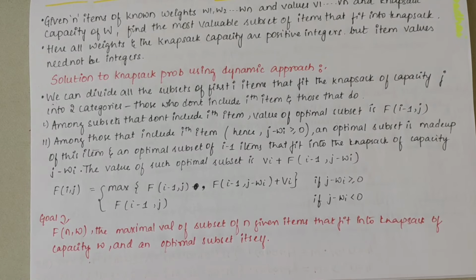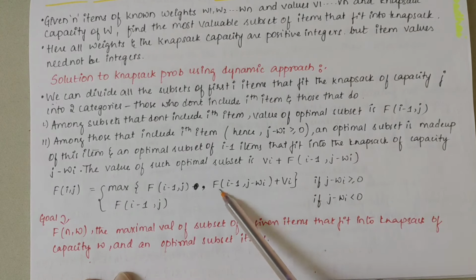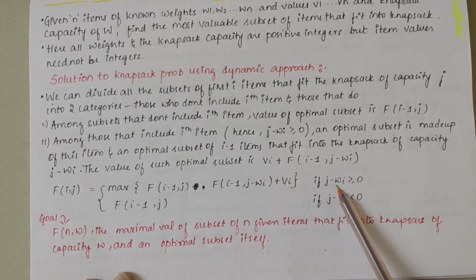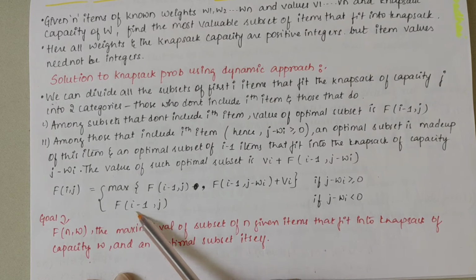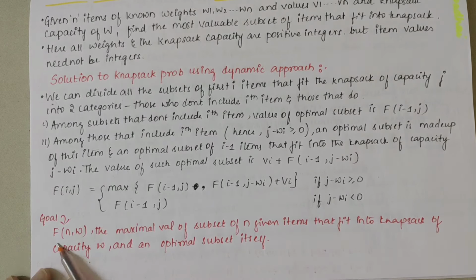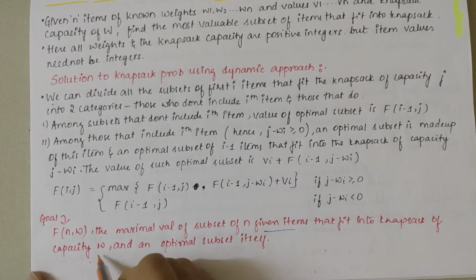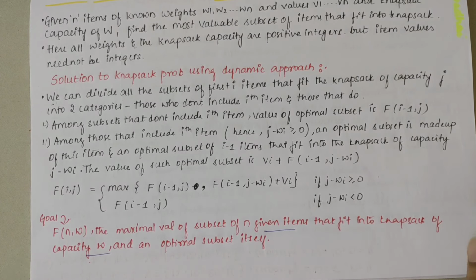In order to find the maximum profit, we can write it as the max of F of i minus 1 comma j, and F of i minus 1 comma j minus wi plus vi. This is in case j minus wi is greater than or equal to 0; this is the valid condition. Else we have F of i minus 1 comma j, if it is less than 0. So our main goal is F of n comma W, the maximum value of a subset of the n given items that fit into a knapsack of capacity W, and an optimal subset itself.